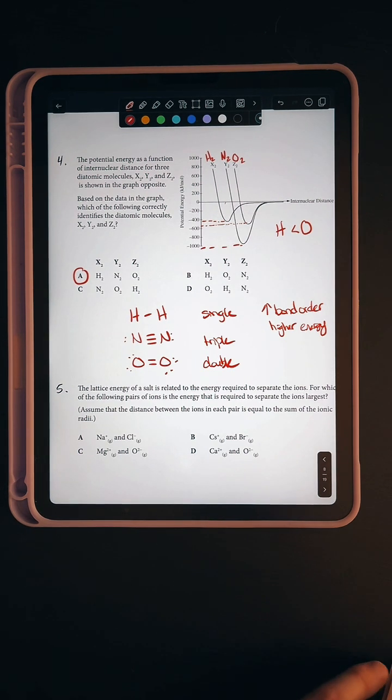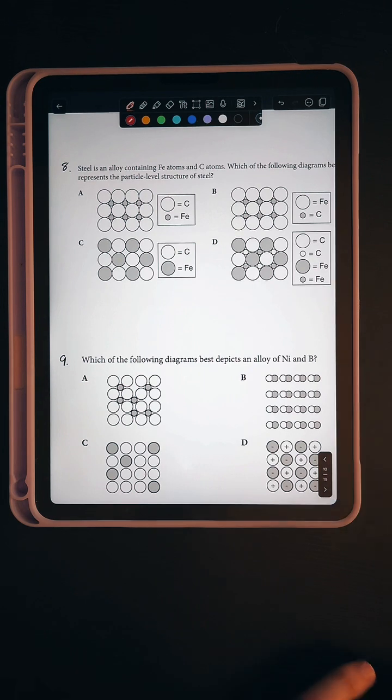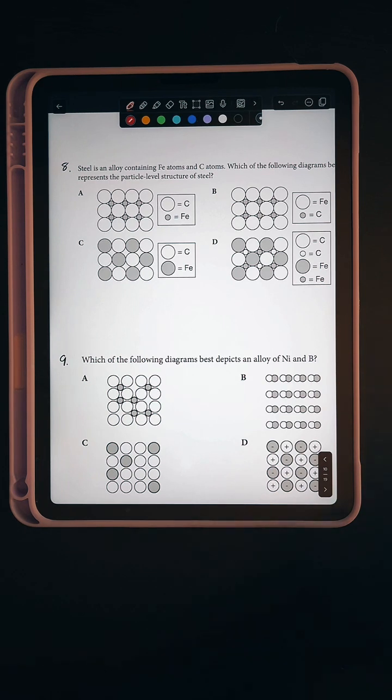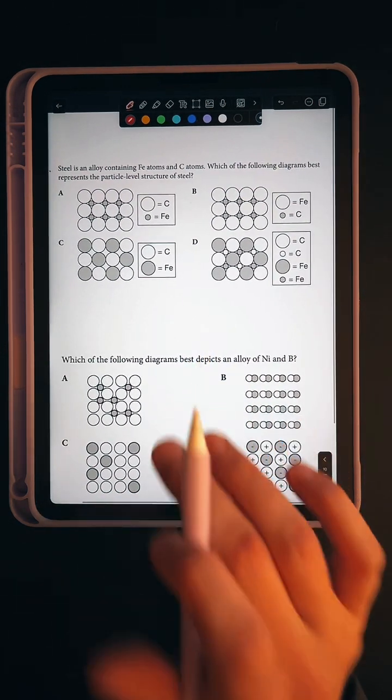Amazing. Let's skip to number 8. We're going to get into some Lewis dot structures and stuff in just a moment. Just a moment here. So number 8.